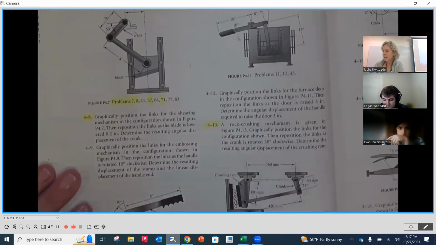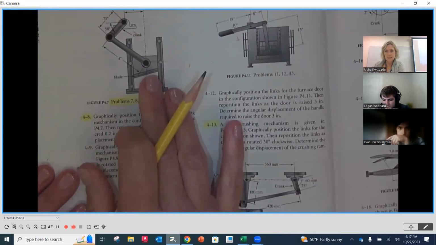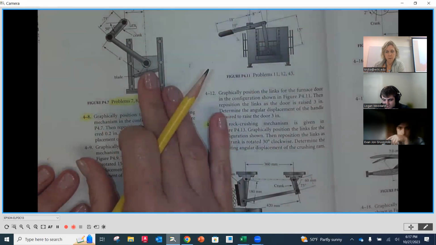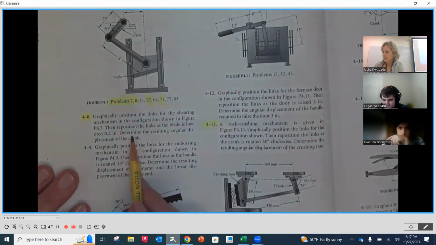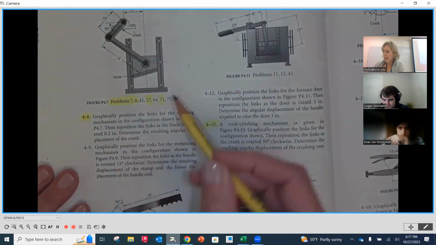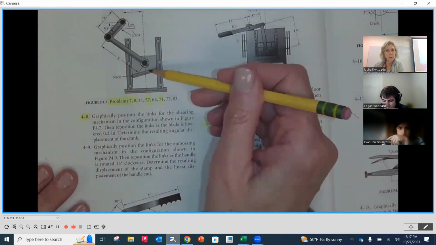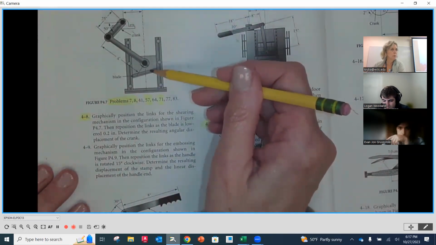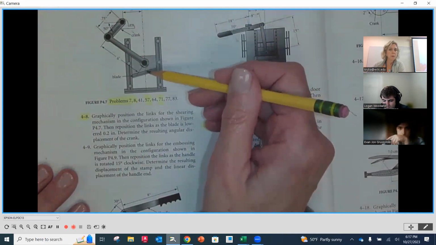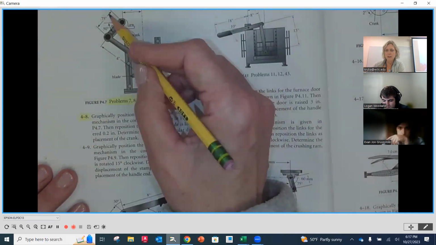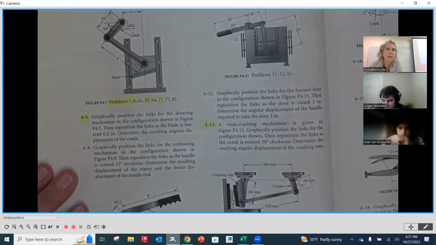Number 8, this one's kind of neat. This time you're going to take this very same diagram where it's at, but now you're going to reposition it so that your blade is lower by 0.2. So we're kind of going opposite, if you will. You're going to pull the blade down 0.2 from this position, and then you're going to see what's the resulting angular displacement for that crank? So opposite direction.